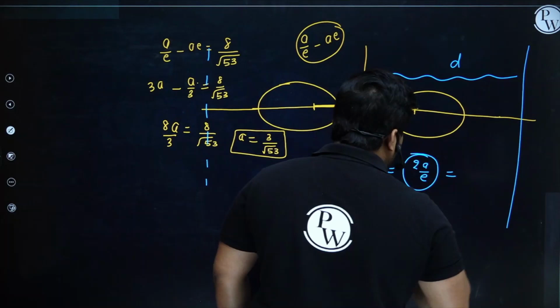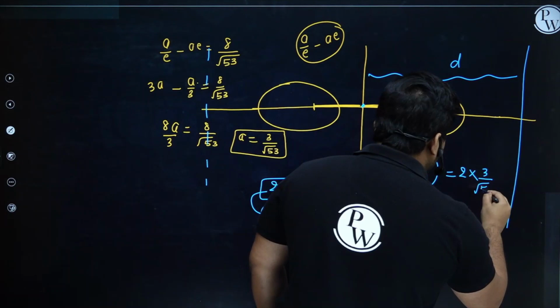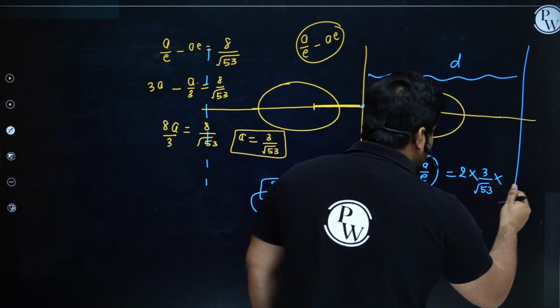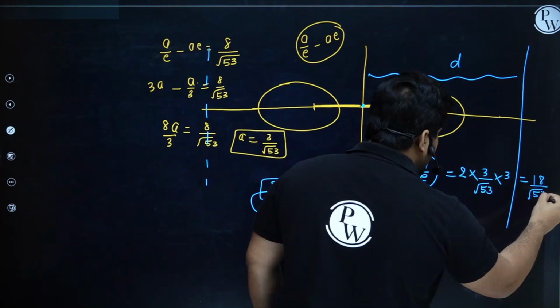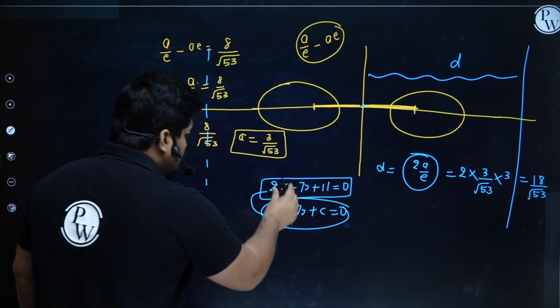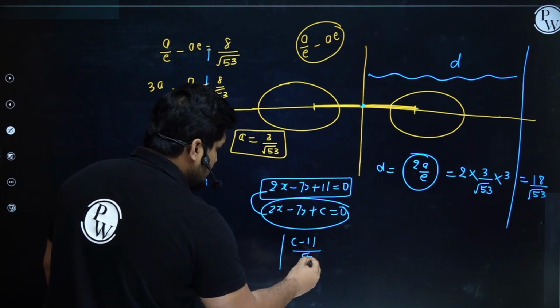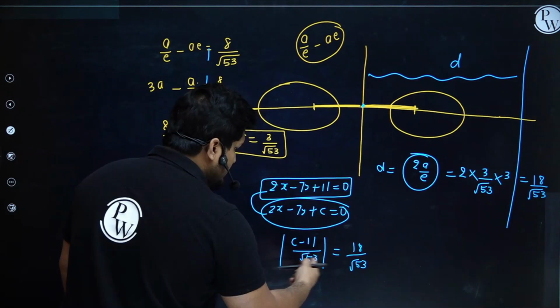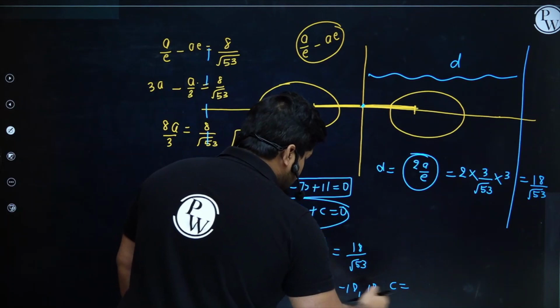How much is a? 3 upon root 53, into 2, upon e, where e is 1/3. 3 times 3 is 9, times 2 is 18. So this distance is 18 divided by root 53. So the distance is |c minus 11| divided by root of 49 plus 4, which is root 53, equal to 18 divided by root 53. Root 53 will cancel out. c minus 11 will be equal to minus 18 or plus 18. So c is going to be equal to either minus 7 or 29.